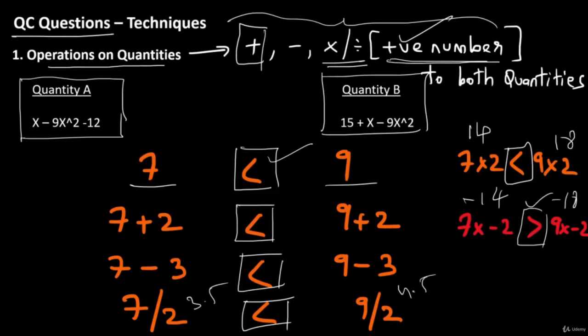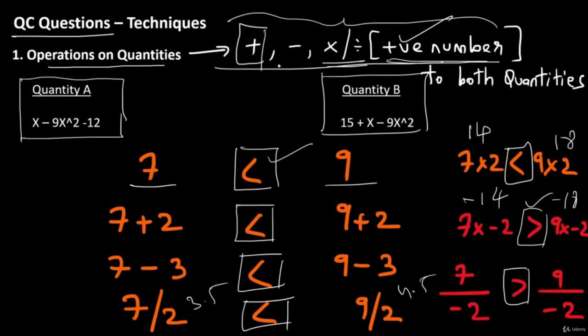And the same holds true if you divide by a negative number. Say 7 by minus 2 and 9 by minus 2, you can see that the sign is reversing. Alright, so we have seen the reason behind this. Now let's try to apply it to this question over here.